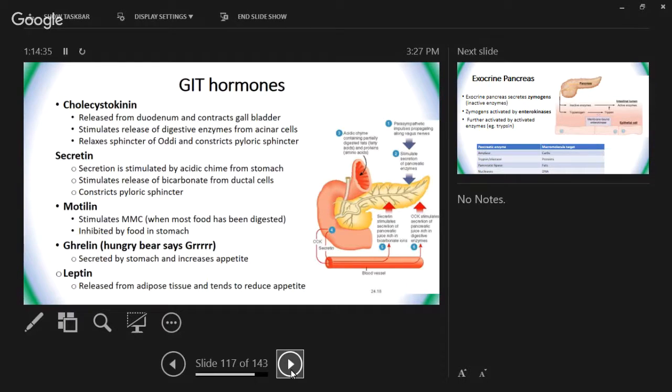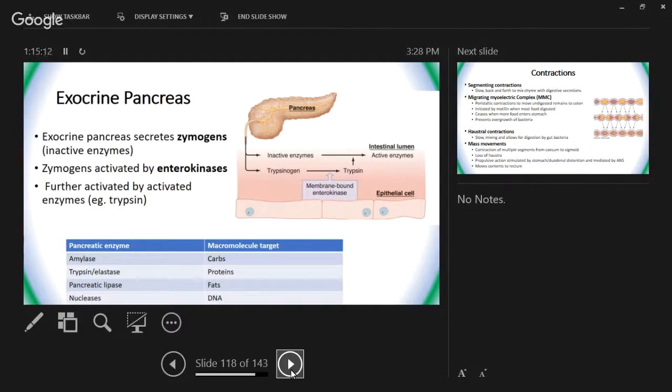Motilin stimulates the MMC, which is inhibited by food in the stomach. So the MMC is like that sort of thing when your food's mostly digested and the intestines just move it all to the end, like when they're done with it and sick of the food. And ghrelin is good: that makes you hungry, increases your appetite. And leptin is from your adipose tissue, and that's decreasing your appetite. Happy days. Alright, next one from this.